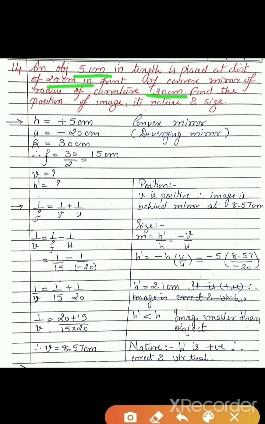So first of all, we'll write what kind of mirror we have. So we have a convex mirror, it is a diverging mirror. Then we'll write all the given quantities. So they gave us the height of the object, it is plus 5 centimeter. Okay, the height of the object is always positive because we never keep the object upside down, we always keep it straight. The object distance is given, at what distance was it kept, 20 centimeter.